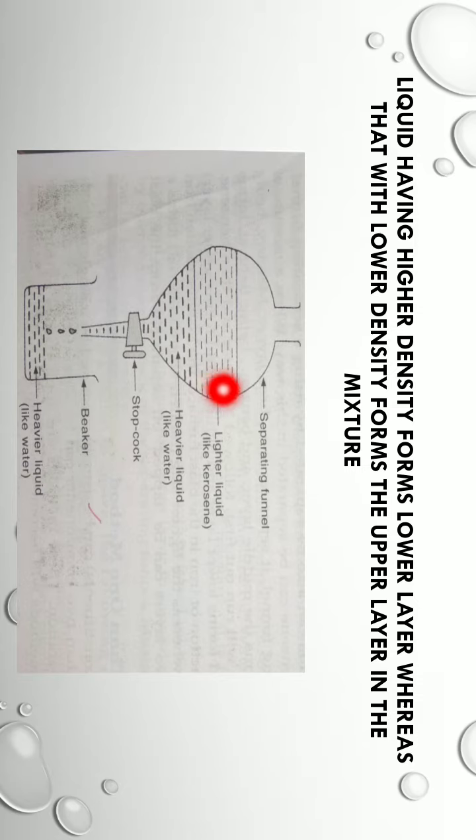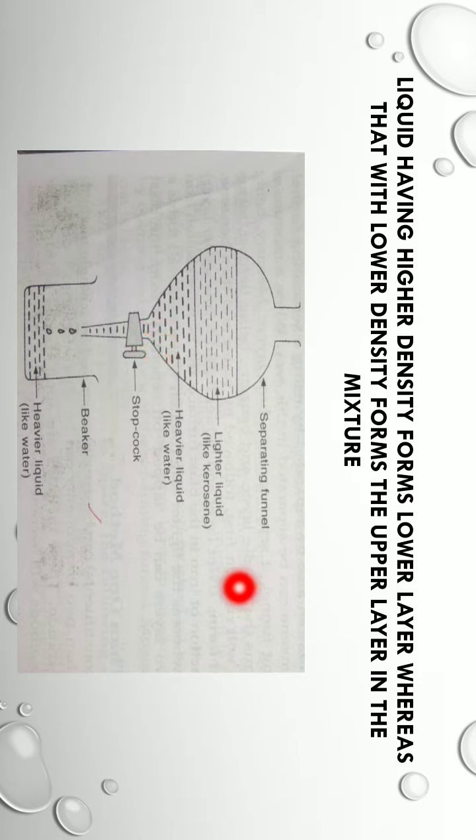This funnel consists of a rounded, bottle-like structure with a stop cock. When we open the stop cock, the liquid starts coming out of it drop by drop. Now when we put the mixture containing immiscible liquids, the lighter liquid forms the upper layer and the heavier liquid forms the lower layer.